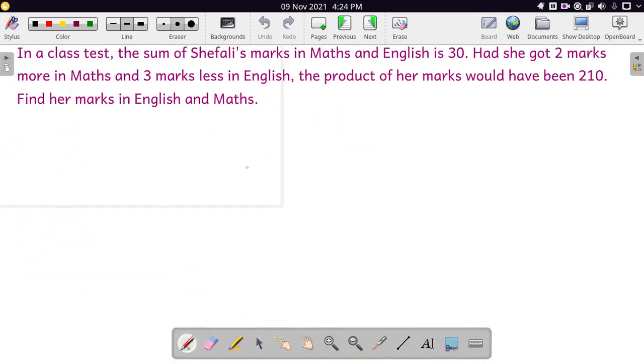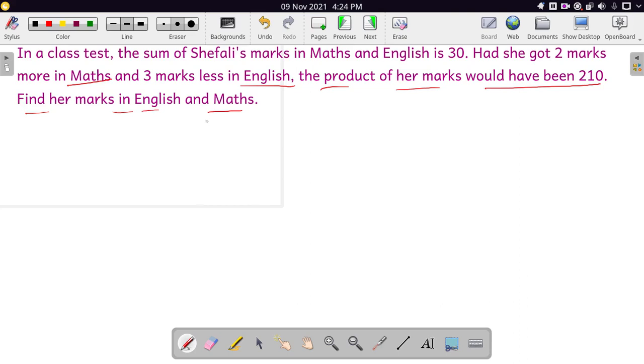Here in the next question, this is an NCERT question. It says, in a class test, the sum of Shefali's marks in maths and English is 30. The combined marks that she has received in maths and English is 30. Had she got 2 marks more in maths and 3 marks less in English, the product of her marks would have been 210. Find her original marks, the initial marks that she had got in English and maths.